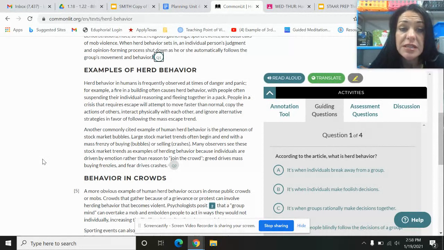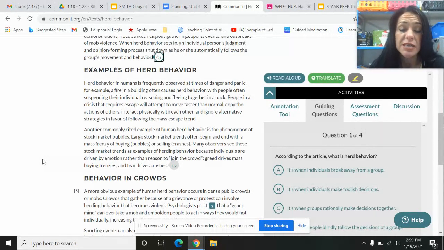Herd behavior in humans is frequently observed at times of danger and panic. For example, a fire in a building often causes herd behavior, with people often suspending their individual reasoning and fleeing together in a pack. You guys know what this is like. Something happens and everyone looks around to see what everybody else is going to do, right? People in a crisis that requires escape will attempt to move faster than normal, copy the actions of others, interact physically with each other, and ignore alternative strategies in favor of following the mass escape trend.